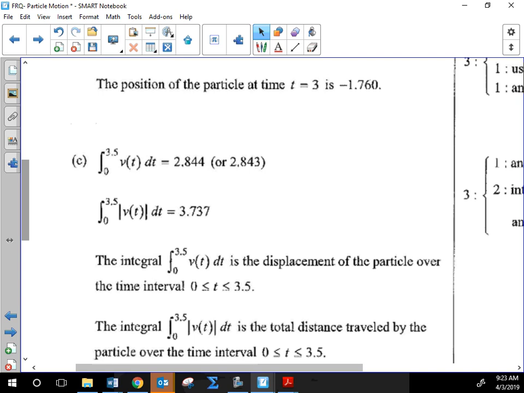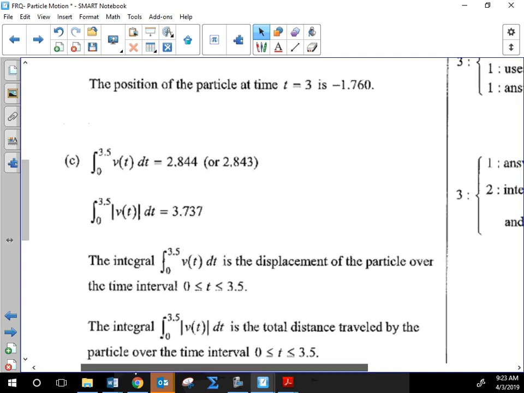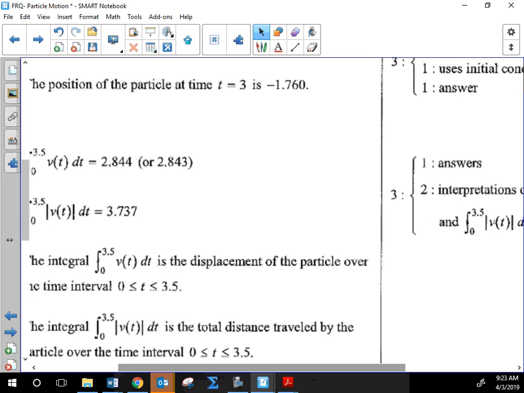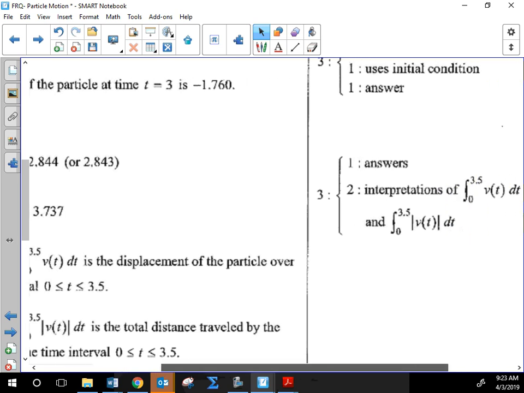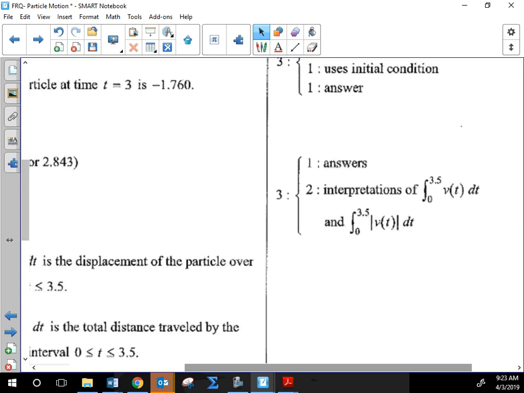They do want you to give this chunk where you say over the time interval. If you just said displacement, I don't know that they give you the point for it. You need to make sure you specify what time we're talking about. And then this one is the total distance traveled over that same time. So let's see our points for this. 1 point for finding your integrals, and then 2 points for your interpretation. So 1 for interpreting this as displacement, and 1 for interpreting this as total distance.